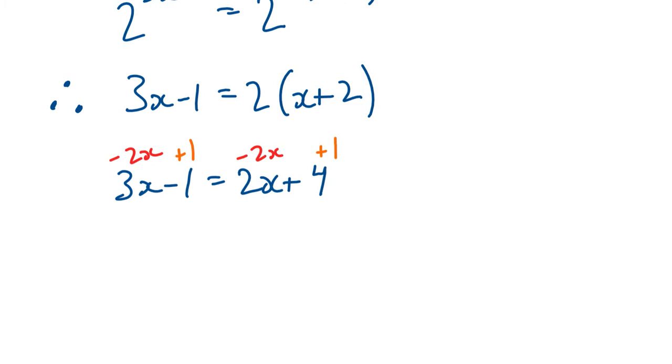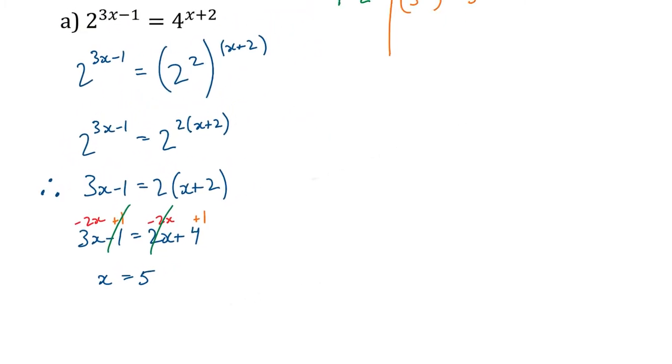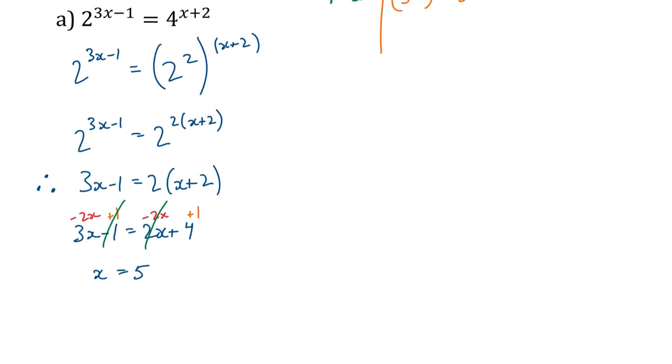3x minus 2x is just x. The -1 and the +1 are gone. The 2x minus 2x is gone. So those are gone and those are gone. And 4 plus 1 is 5. So x is 5. And that is similar to the questions we did yesterday.